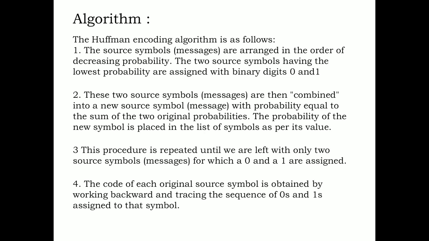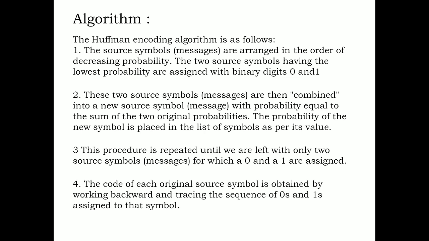Next is the algorithm for the Huffman coding. The Huffman coding algorithm is as follows. First, the source symbols, or you can say messages, are arranged in order of decreasing probability. The two source symbols having the lowest probability are assigned binary digits 0 and 1.